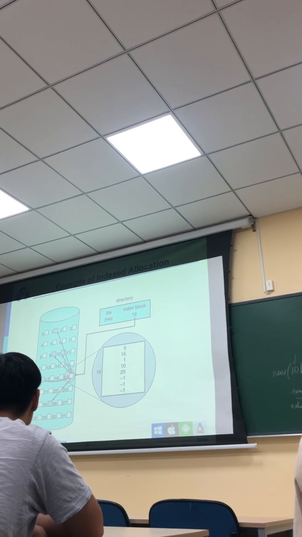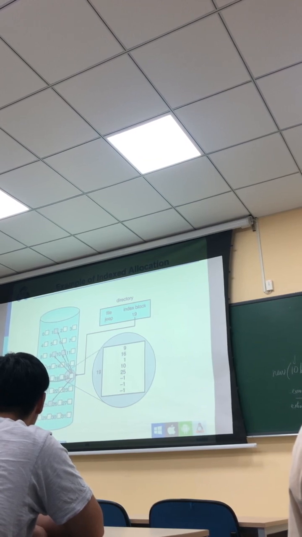And when we use the index allocation, when we want to read the data of a file, you must do two block reads. Why? Because you must read the index block.